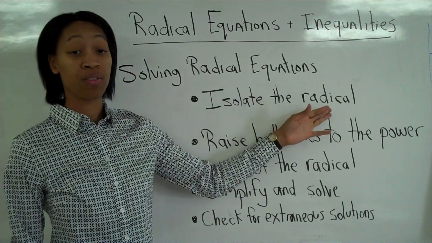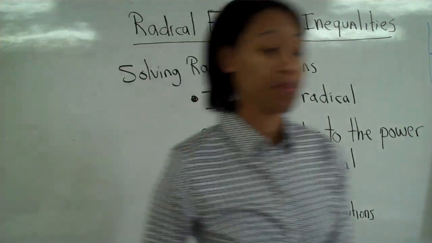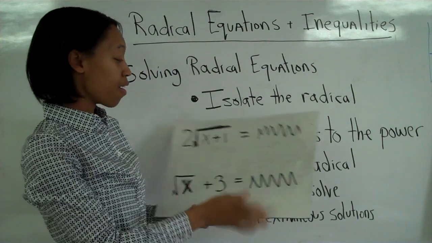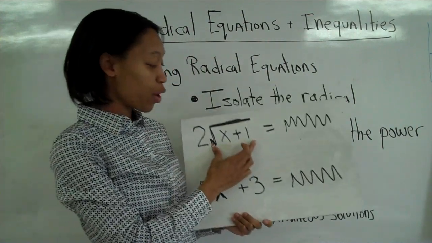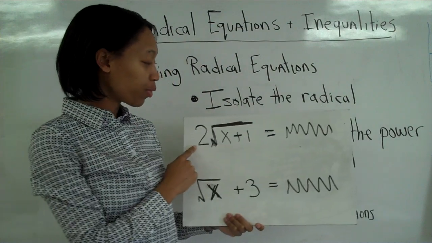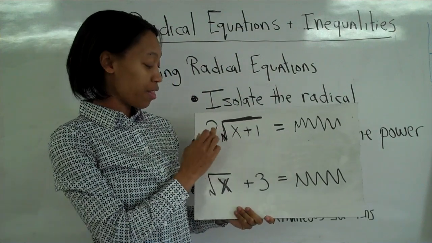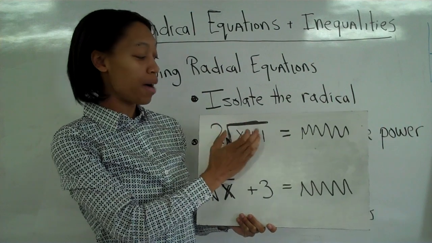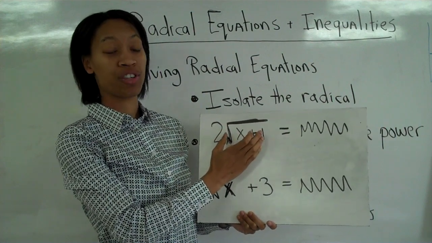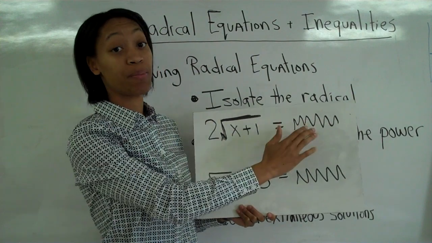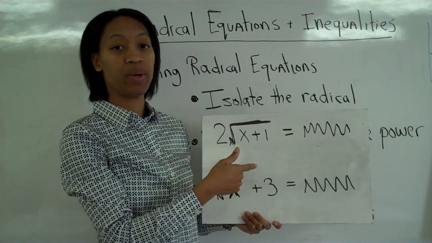isolate the radical. So, if you see something like this that has a square root in it, and it has a number in front of the square root, you need to get this part to cancel out, so you have just the part with the square root by itself. You need to isolate that first. So for this one here, you would have to start by dividing both sides by 2 before continuing to solve.